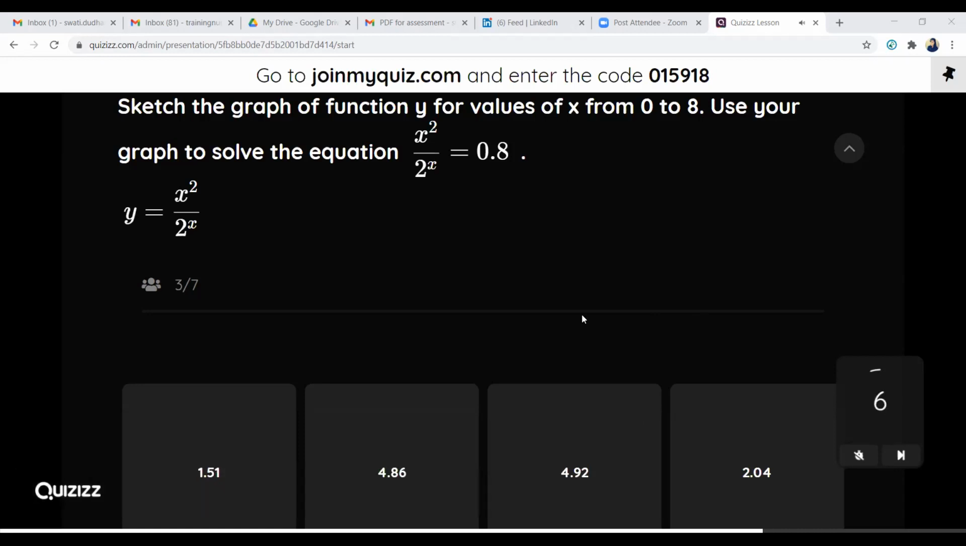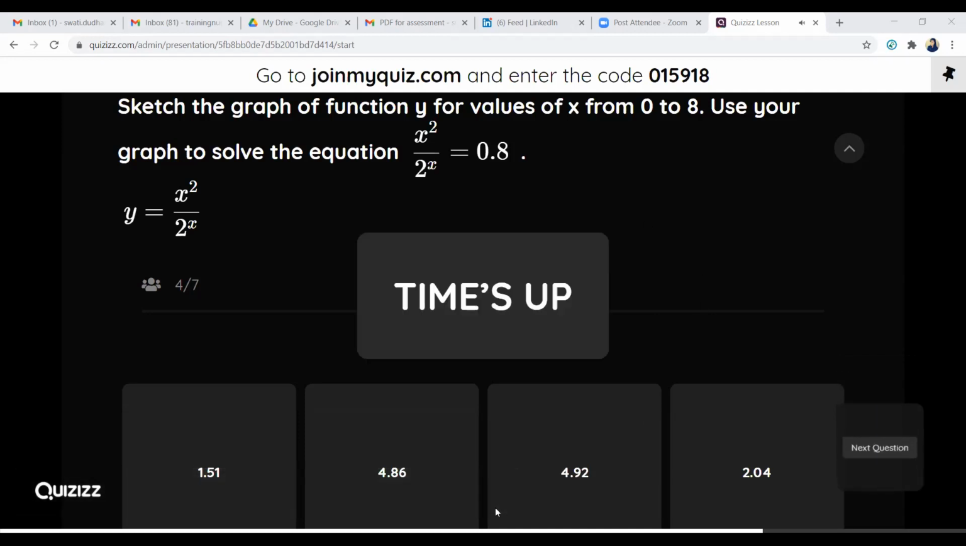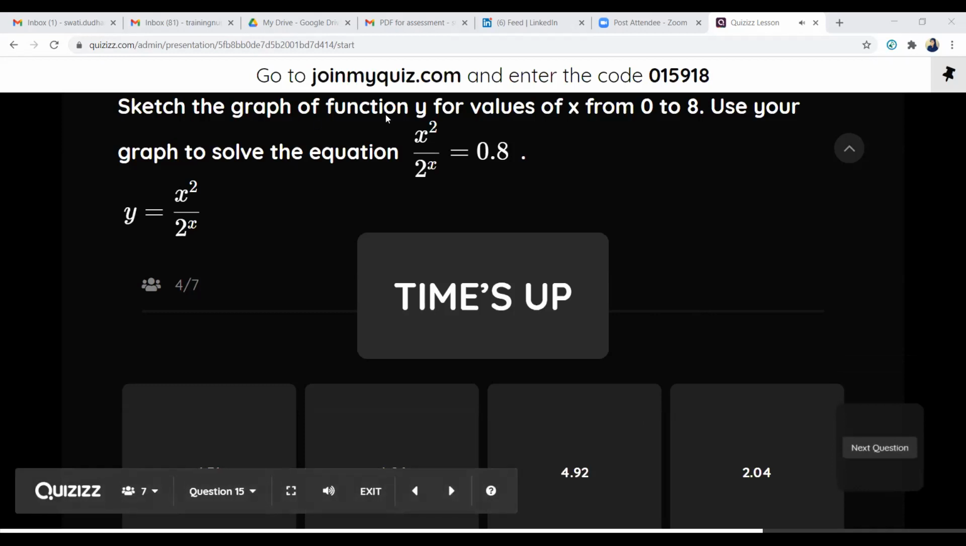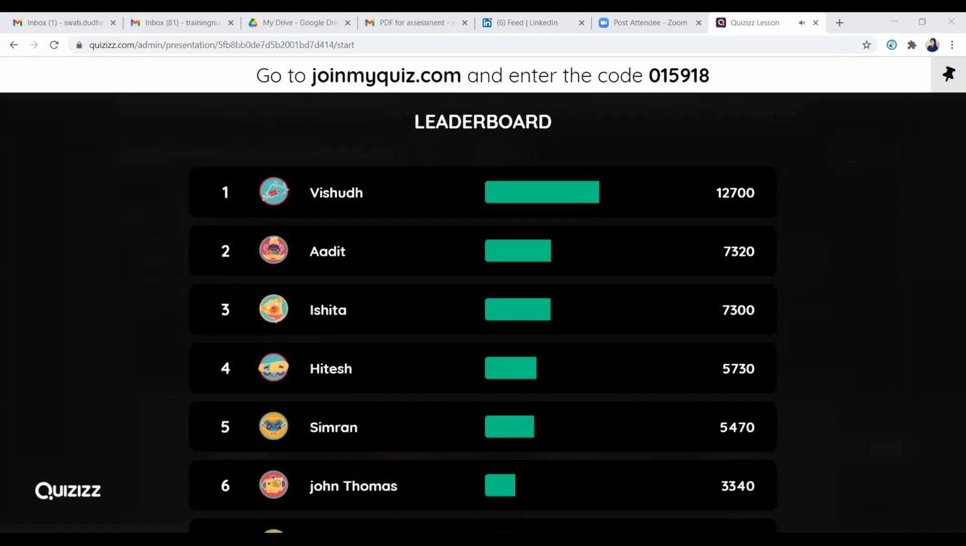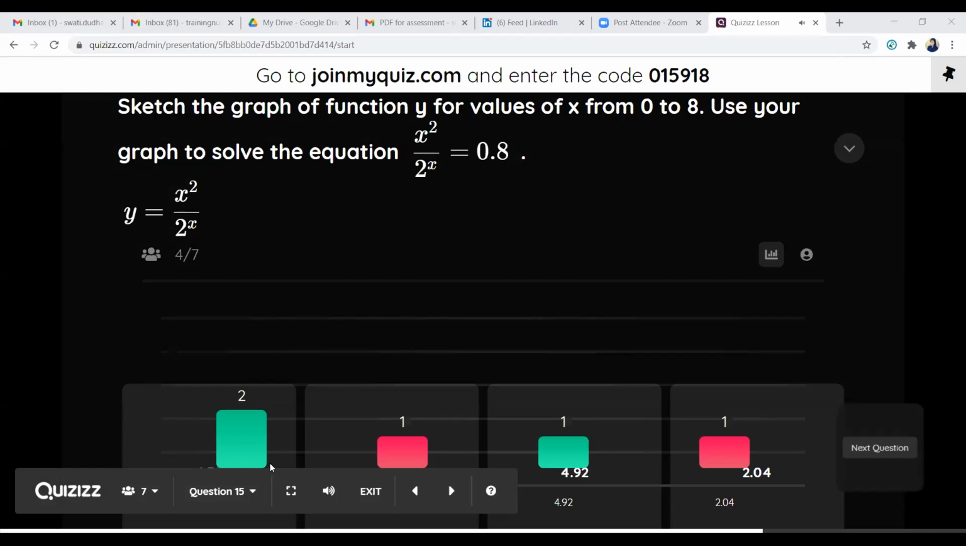Can I have more than one answer? 5 seconds. So since we see it is x squared, you'll have two answers, two values of x. So option 1 and option 3 are the right answers.